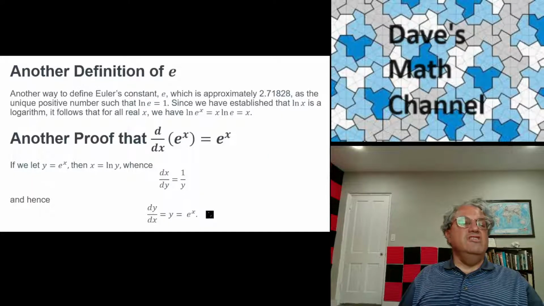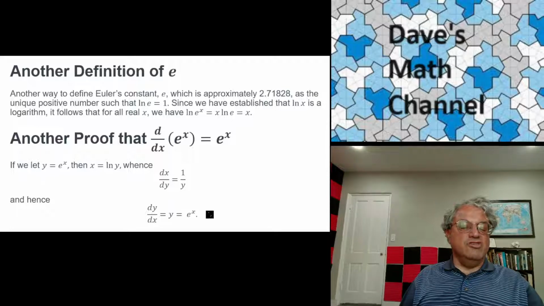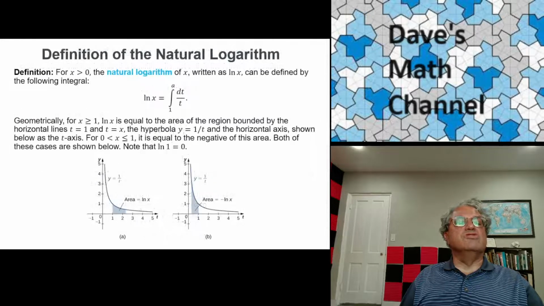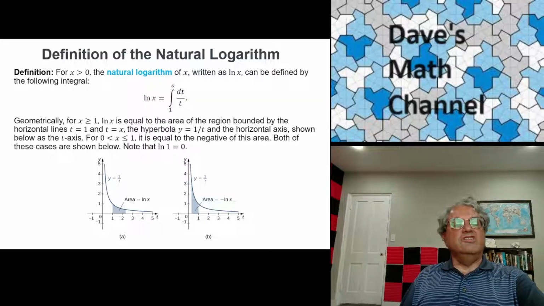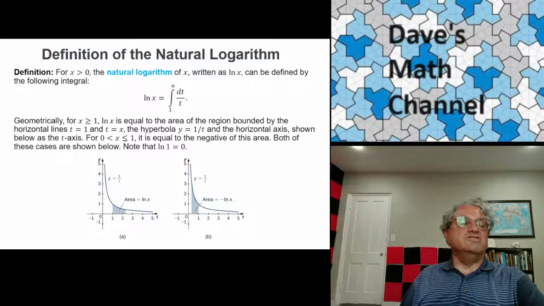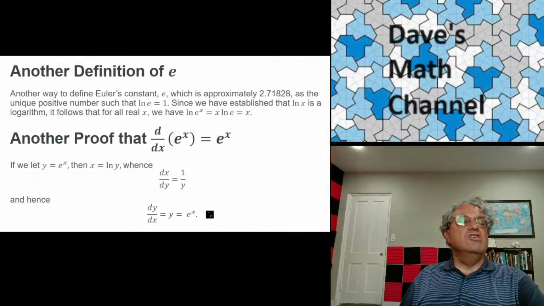And we can define e as just the unique positive number such that ln e is equal to 1. In other words, the area, if I go back to the picture I showed a couple slides ago, the area, if we put the upper limit as e on the picture on the left, which is approximately 2.7, that area would be equal to 1. I think you can see there's a unique number, e, that does that.